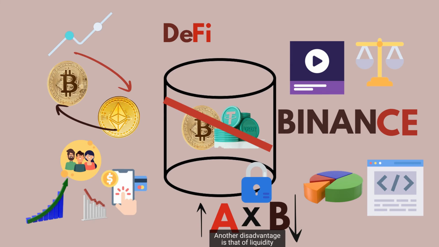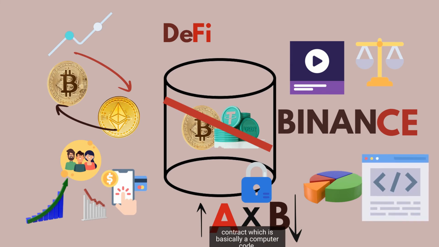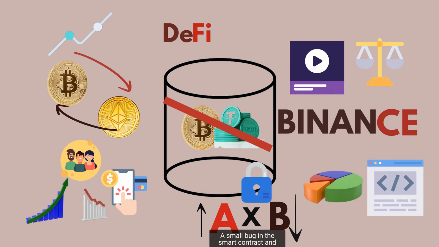Another disadvantage is that liquidity pools have no third parties. The funds are stored in a smart contract, which is basically computer code. A small bug in the smart contract and the security of your assets is in jeopardy.